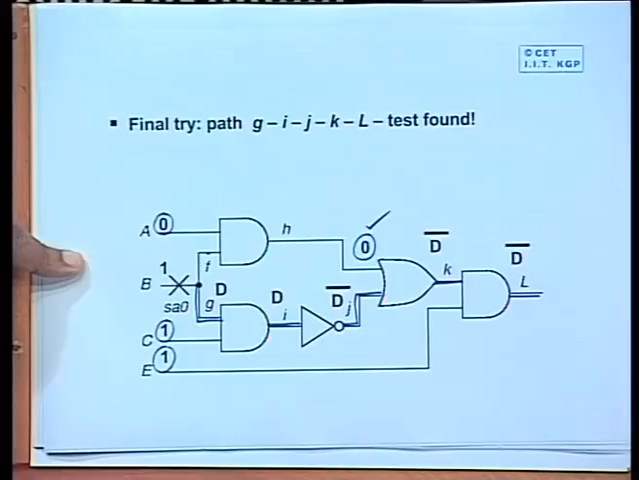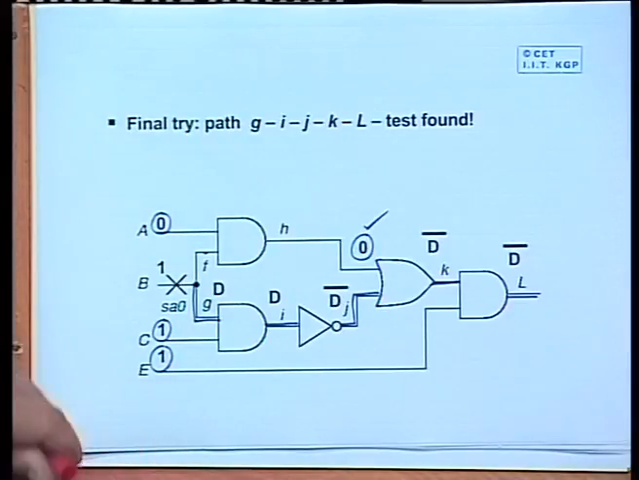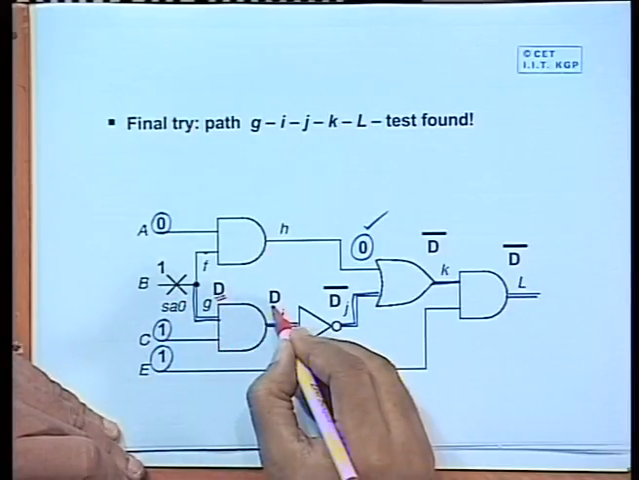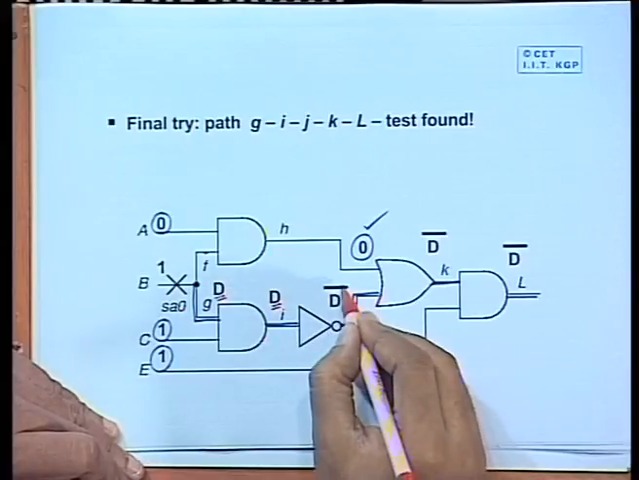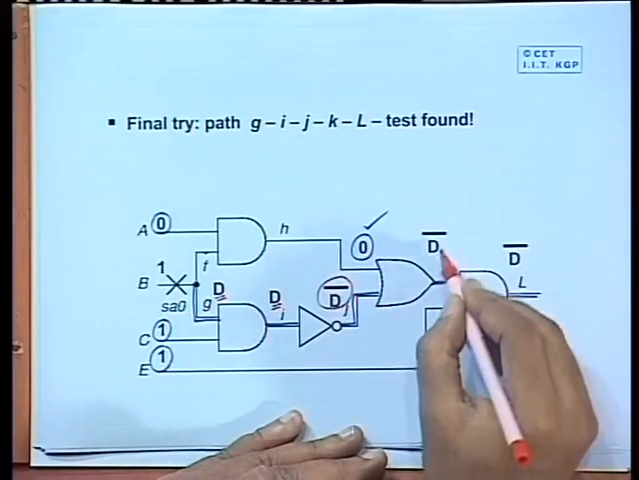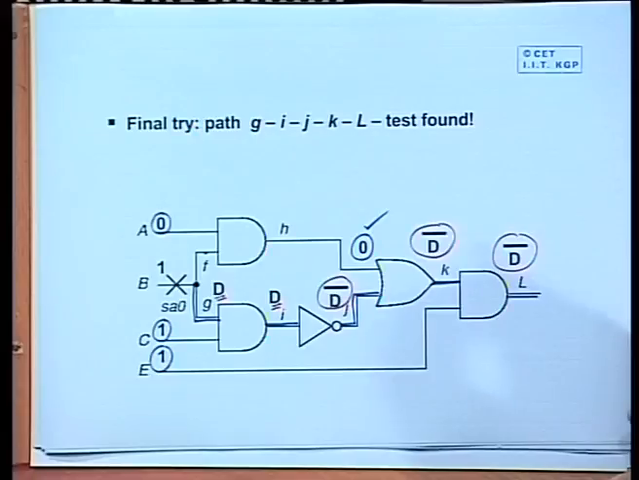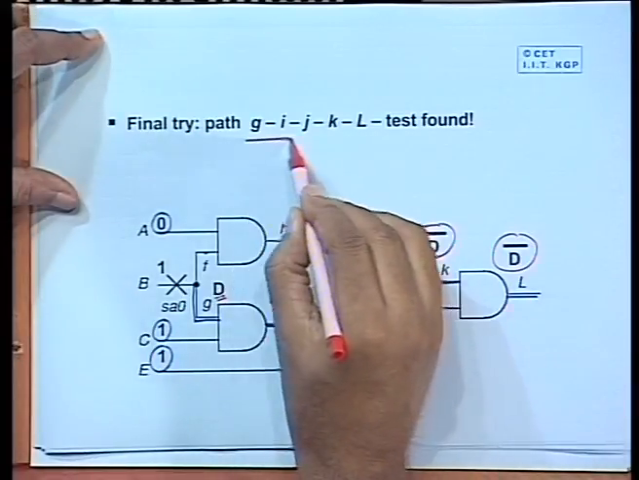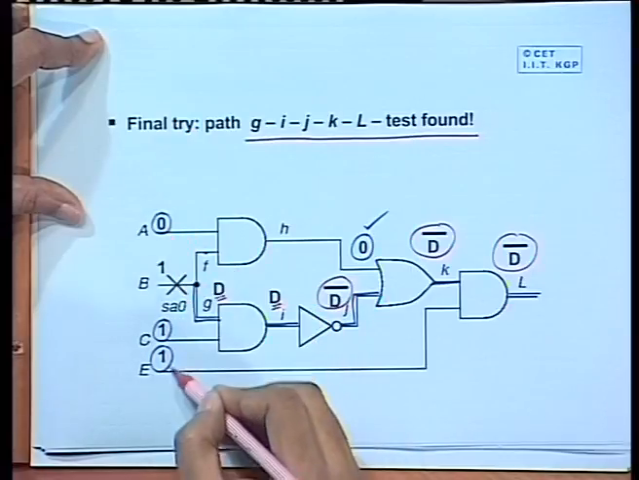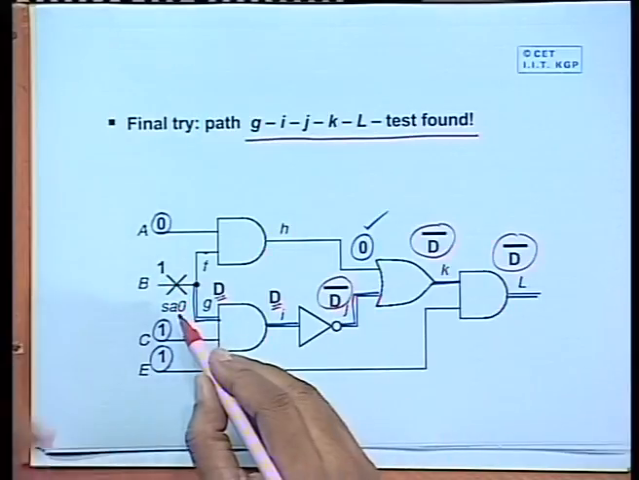So, this is possible. So, now with respect to the D propagation, here it was D, output of the AND was also D, output of the NOT gate is D bar, OR gate other input of 0, so the output will also be D bar, and one input at 1 is also D bar. So, here we have at last found a test. 0 1 1 1 is the corresponding test vector for detecting the fault B stuck at 0.